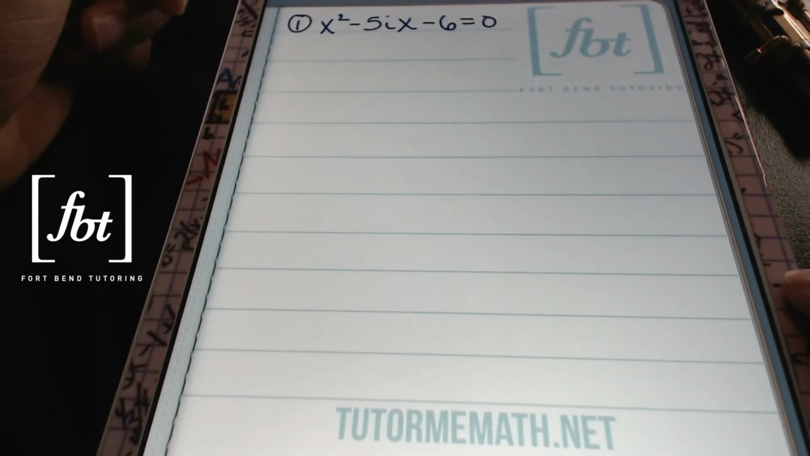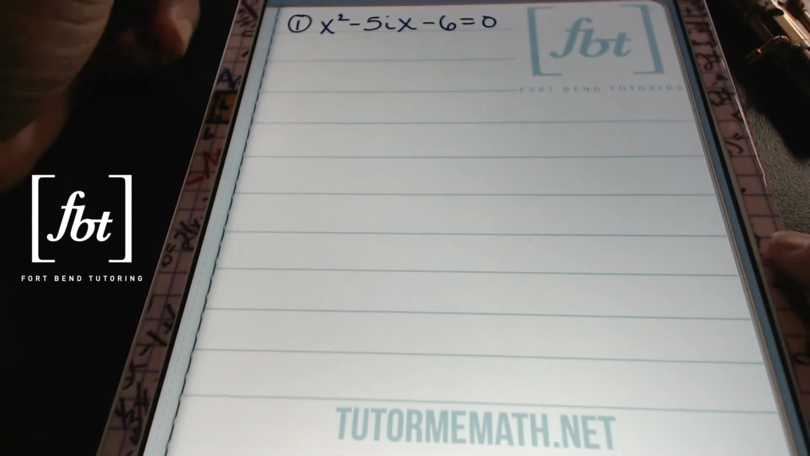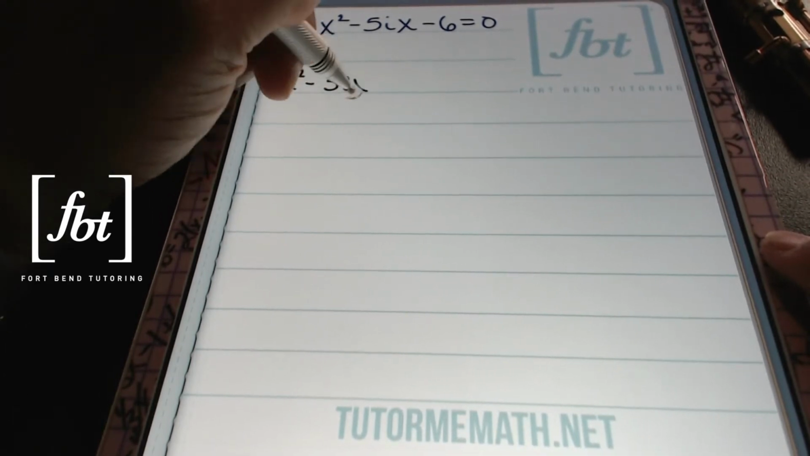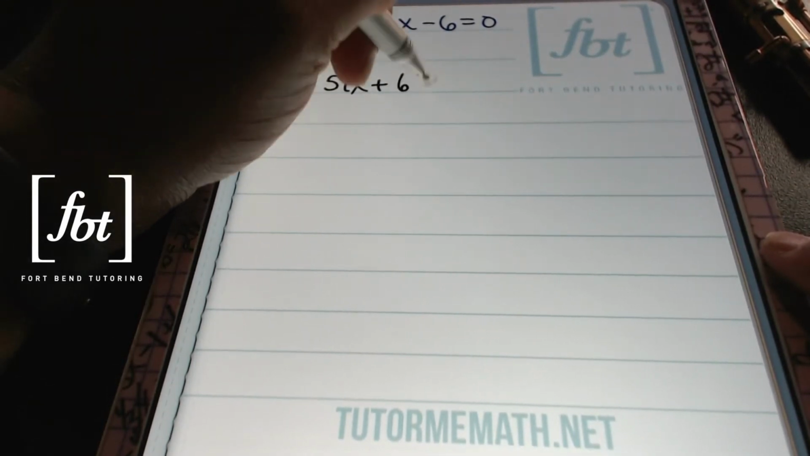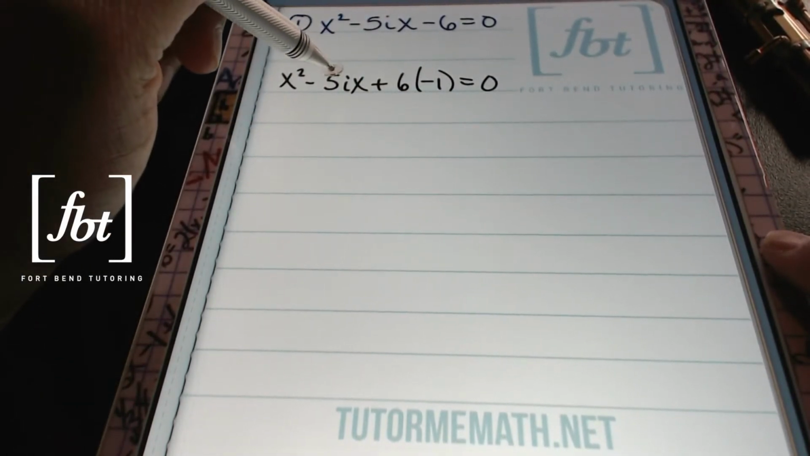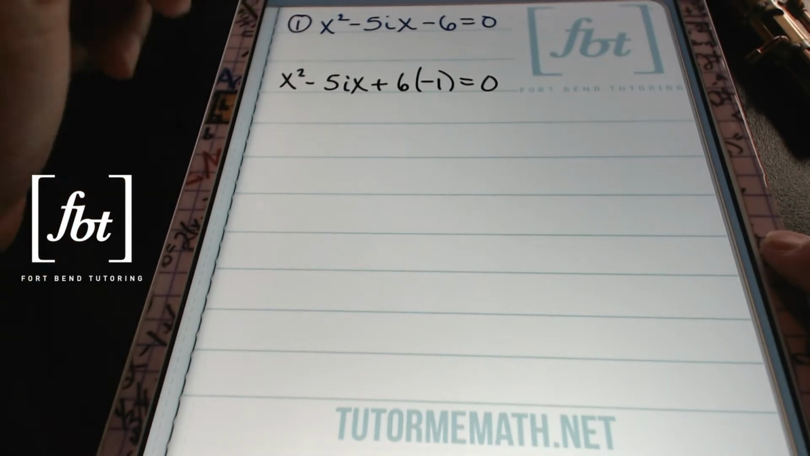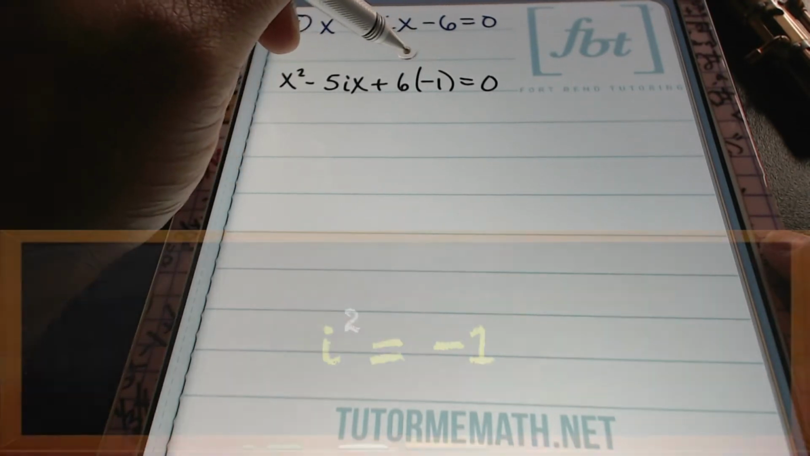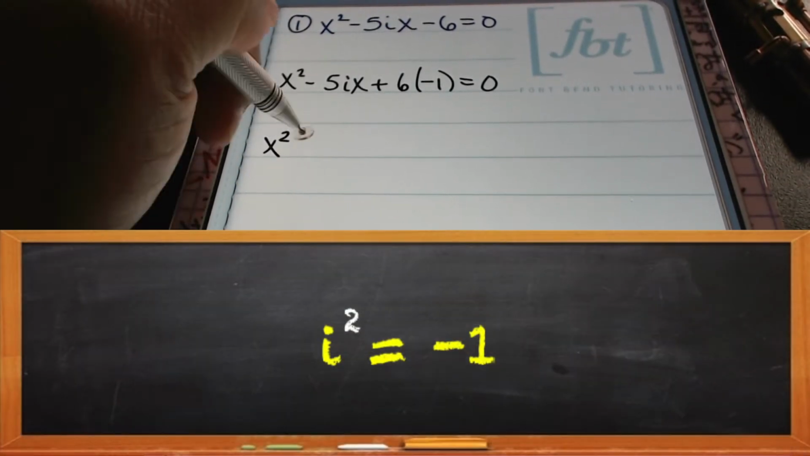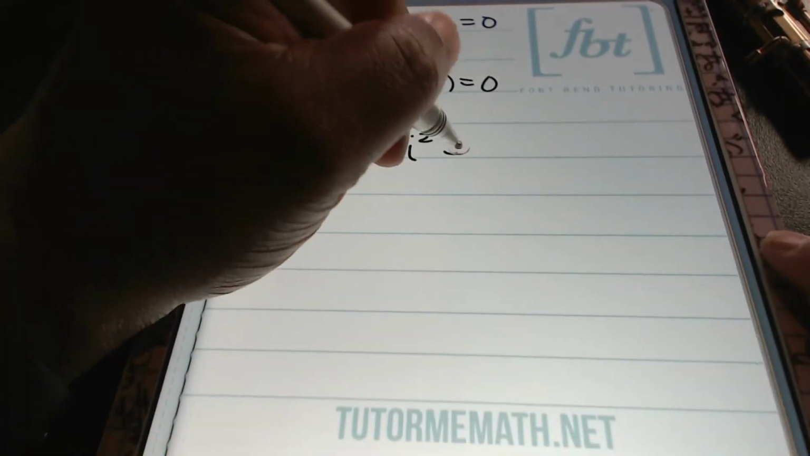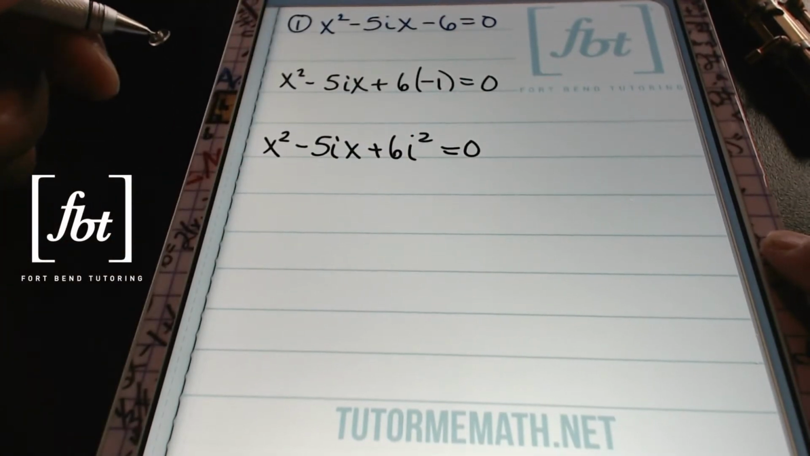In number 1, we have x squared minus 5ix minus 6 equals 0. The first thing you may want to do is show that this could be rewritten as x squared minus 5ix plus 6 times negative 1. The reason is that we already have an imaginary number within the equation. Because of that, we can put this into a quadratic form by rewriting this negative 1 as i squared. So I'll rewrite this as x squared minus 5ix plus 6i squared equals 0, and now we have our preferred quadratic form.